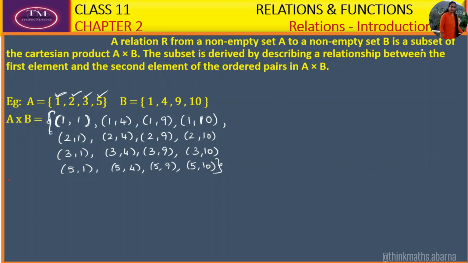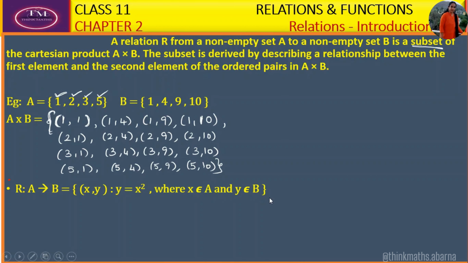Now what is a relation? It is a subset of the Cartesian product. That means there will be some elements from A cross B, and that will be the relation. Now let us define the relation R from A to B as the set of all (x, y) such that y is equal to x square, where x belongs to A and y belongs to B. So the value of y should be the square of x, and y should also belong to B.